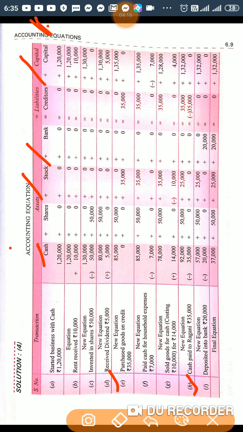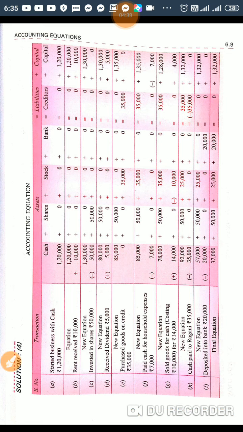Now last is deposit into bank 20,000. Now deposit into bank means cash is involved, cash account is involved, and bank account is involved. Bank is not written yet, so you will add on the asset side bank. Cash is written. Now after deciding all the assets and liabilities which are involved in these transactions, then you will keep solving the question in the equations form.